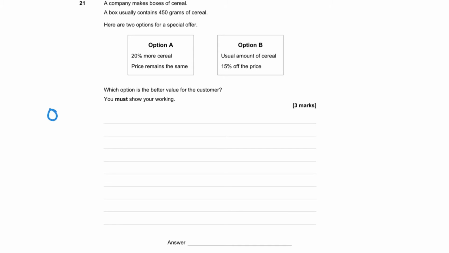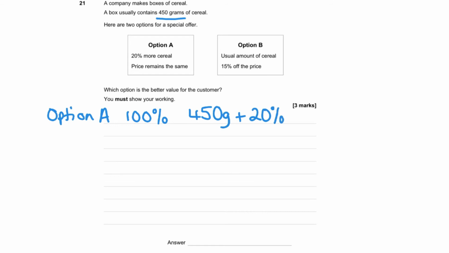So let's look at option A first. So each box of cereal contains 450 grams. So for 100% of the price, we're getting 450 grams of cereal plus 20%. So we can work that out. 20% of 450 grams is 90 grams. So that's 450 grams plus an extra 90 grams of cereal gives us 540 grams. So let's have a look at option B.